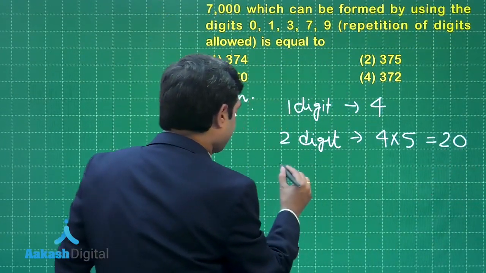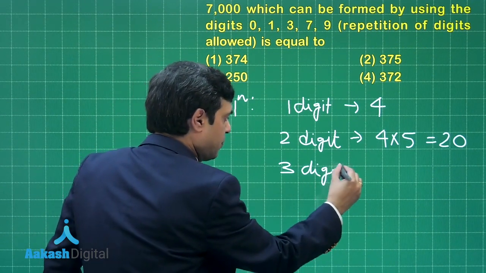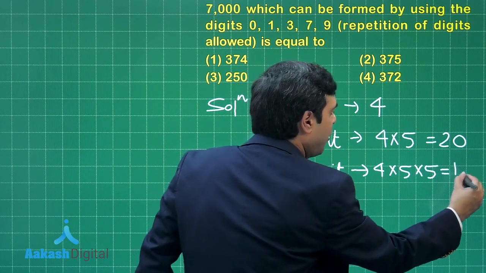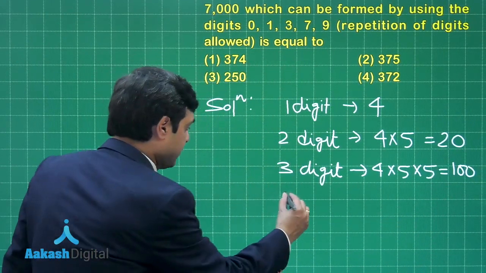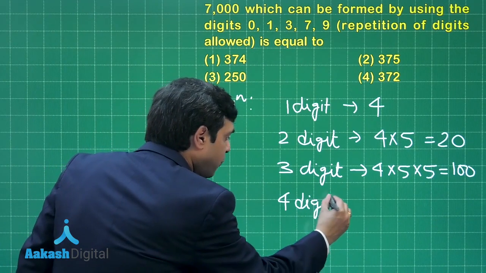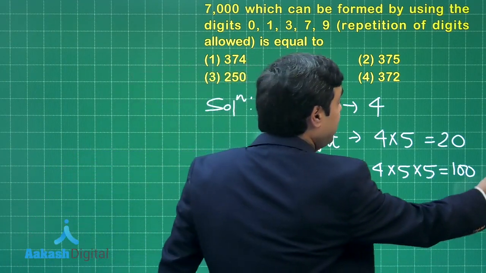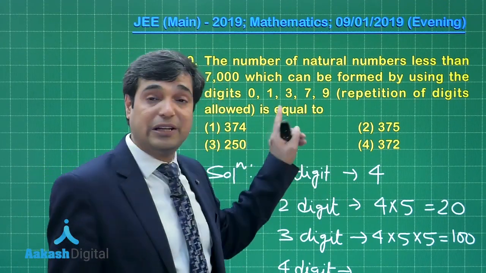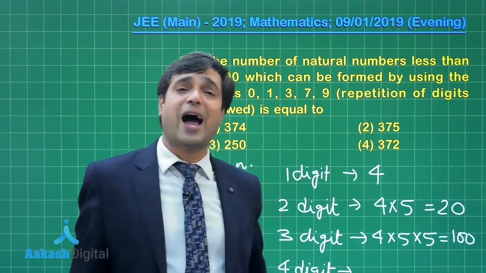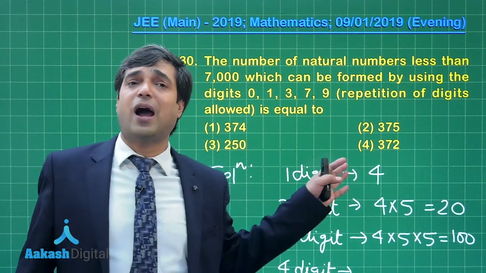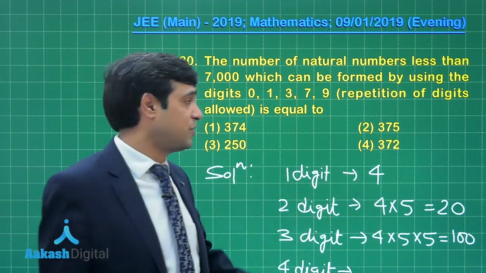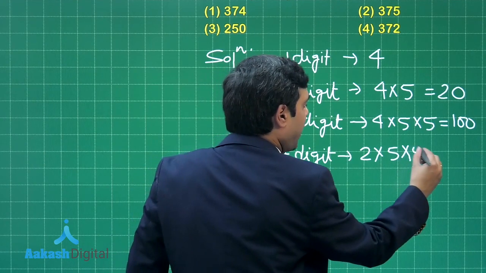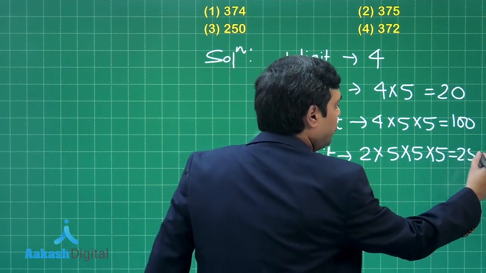3-digit numbers. This is 4 into 5 into 5 as repetition is allowed, so it is 100. Next, 4-digit numbers. 4-digit numbers have a constraint. We have to talk about the numbers less than 7,000. So first place can have either 1 or 3 only. When you say first place has either 1 or 3, obviously anything you put after that, the number has to be less than 7,000. So writing the approach, we have 2 into 5 into 5 into 5 giving me 250.